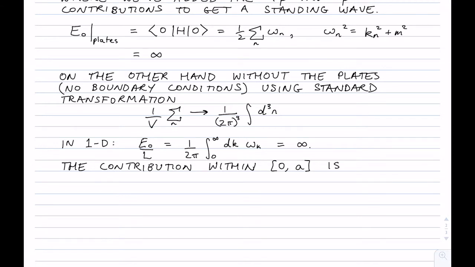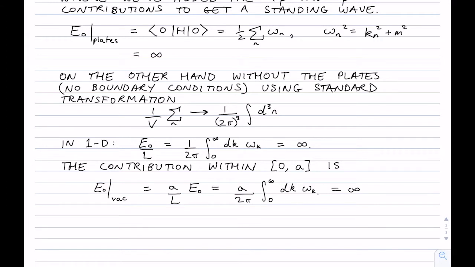So this part is E0, the vacuum with no plates. That's A over L times E0, or A times the energy density. So it's A over 2 pi times the integral from 0 to infinity dk omega_k. Of course, that's still infinity.